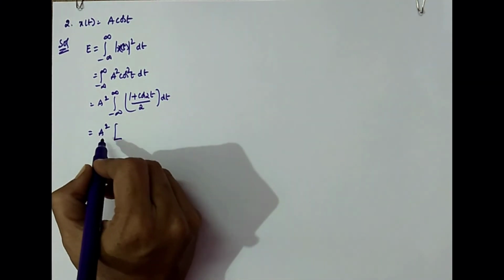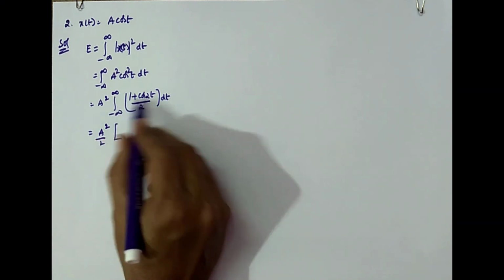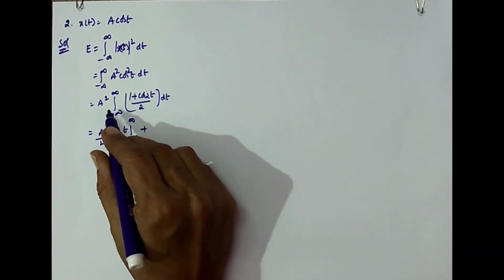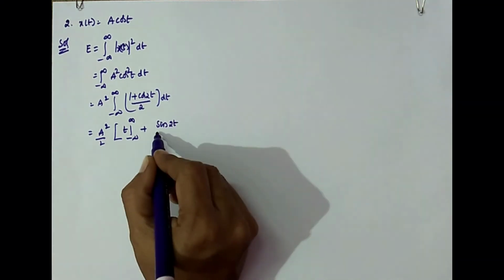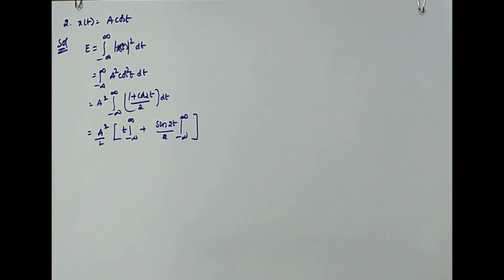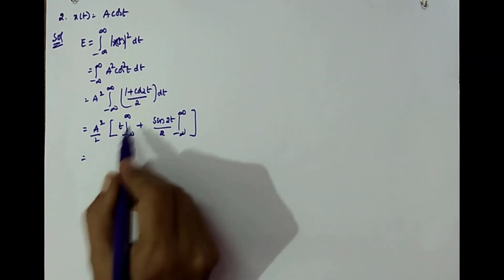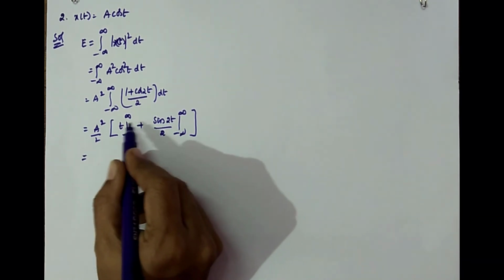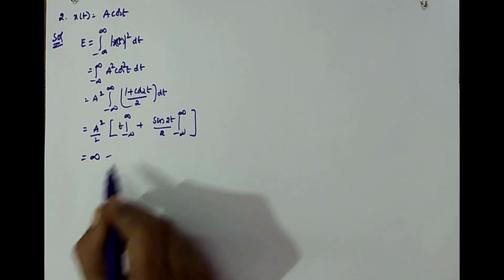A square, take otherwise this by 2 also common. Integral minus infinity to infinite 1 dt. So t between the limits minus infinity to infinite plus integral cos 2t, sin 2t by 2 between the limits minus infinity to infinite. Okay, so now if you substitute the limits, obviously you can see this, when you substitute in the first term, infinite minus of minus infinite, it will be infinite, infinite plus anything is infinite. So the energy is infinite.